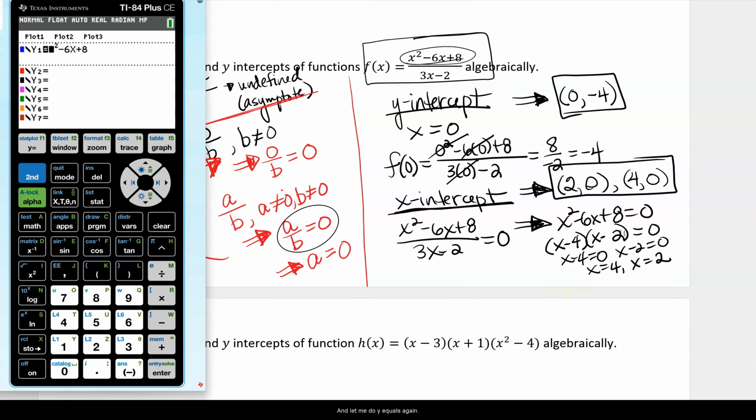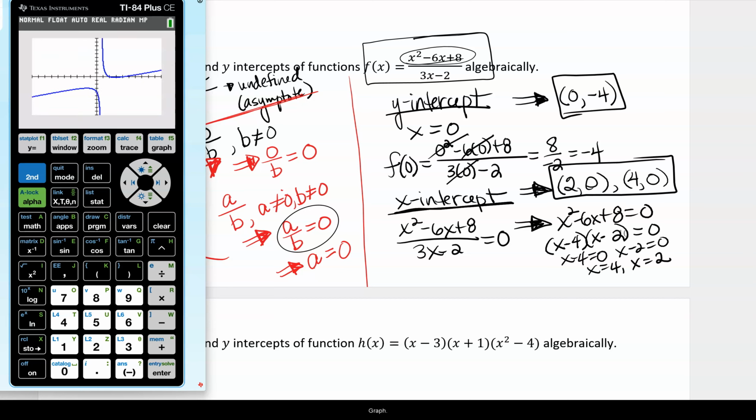And let me do y equals again. And let me put this in fraction form. Okay, just clear that, sorry. Fraction form, and where I just enter all of this back in. So the numerator is x squared minus 6x plus 8, and the denominator is 3x minus 2, and hit graph.